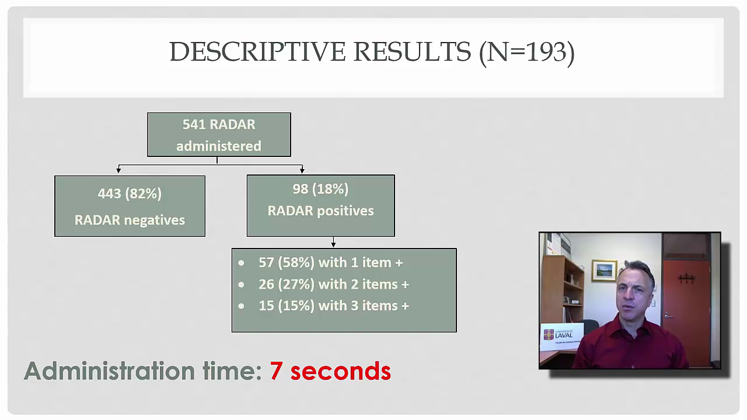To have a RADAR positive, there needs to be only 1 item scored positive among the 3 during the day. So most of the time there was only 1 item that was scored positive. In fact, 58% of the time, and the administration time was on average 7 seconds.